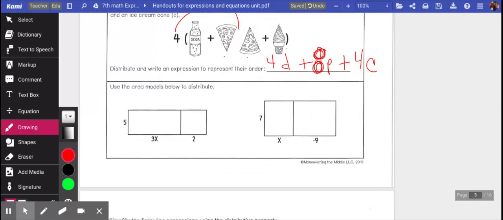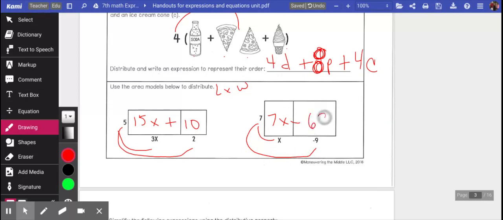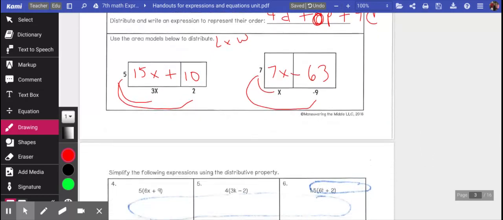And then now they're showing you with area models, because you know that area is length times width. So if we did this, we'd do 5 times your 3x, which is 15x. And then we do 5 times 2, which is a positive 10. And there's your expression. Here, 7 times x is 7x. And then 7 times negative 9 is a negative 63. And then we read that as 7x minus 63.